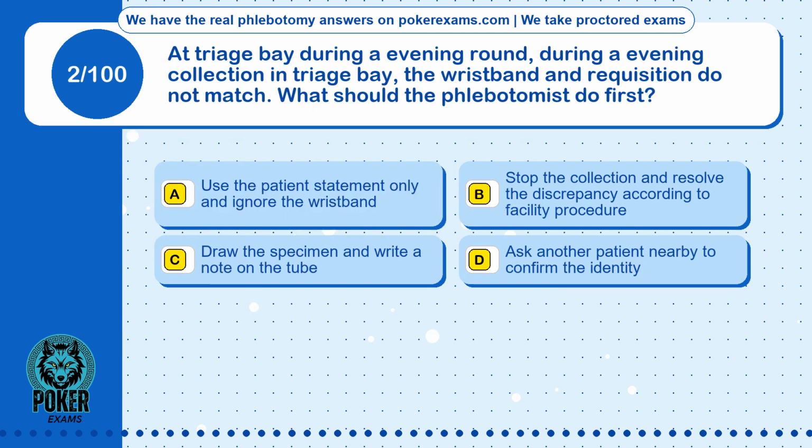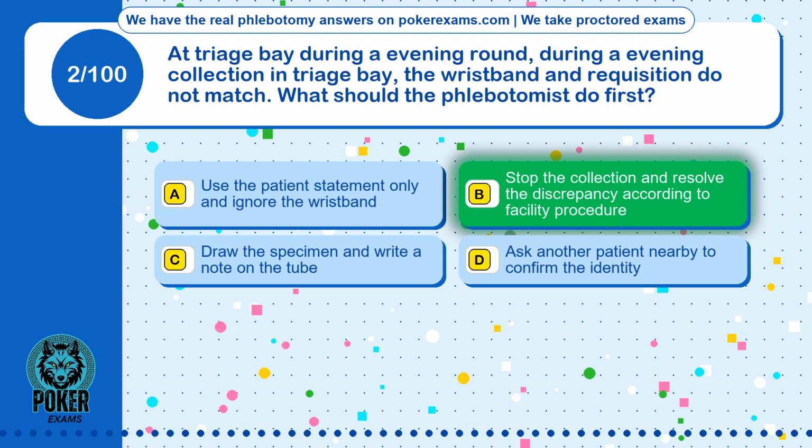Question 2. During an evening collection in the triage bay, the wristband and requisition do not match. What should the phlebotomist do first? Option A. Use the patient statement only and ignore the wristband. Option B. Stop the collection and resolve the discrepancy according to facility procedure. Option C. Draw the specimen and write a note on the tube. Option D. Ask another patient nearby to confirm the identity.